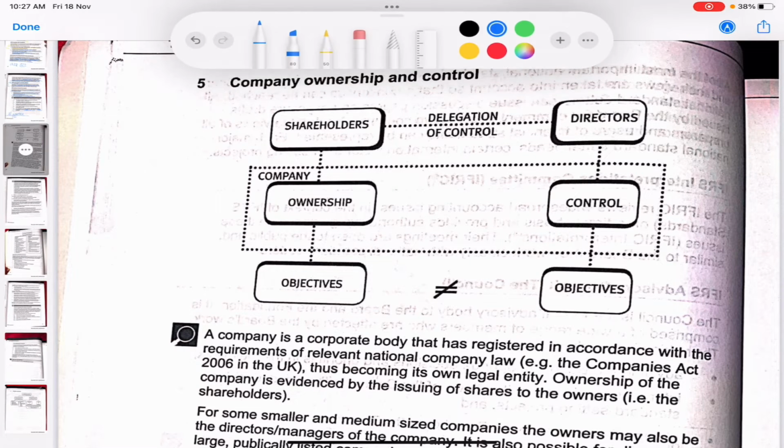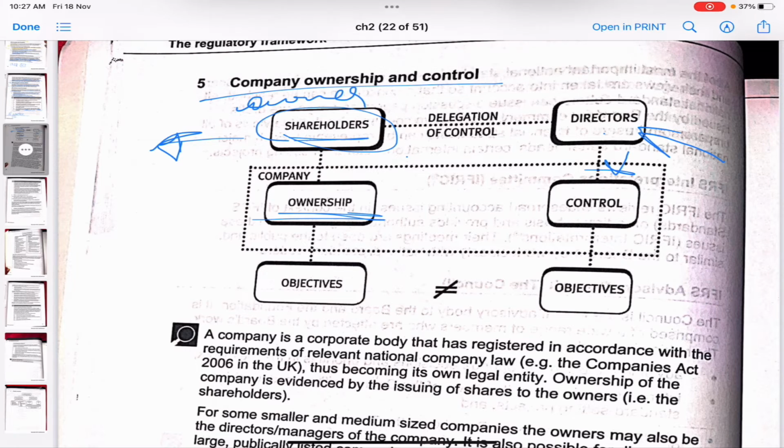Okay, now we have company ownership and control. So shareholders are the ones who give the money to the business, right? Who is the owner? The shareholder is the owner, right? And who is the operating person who manages the company? It is the directors. They manage or control the company.